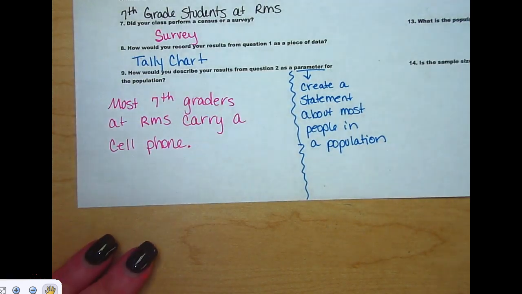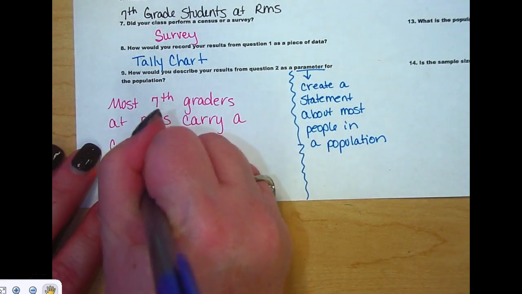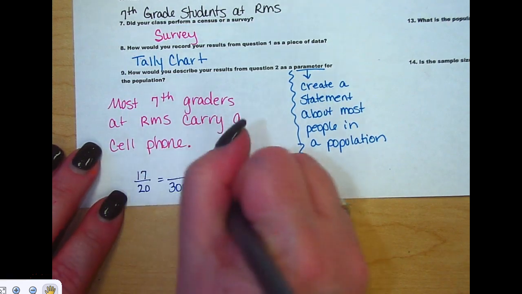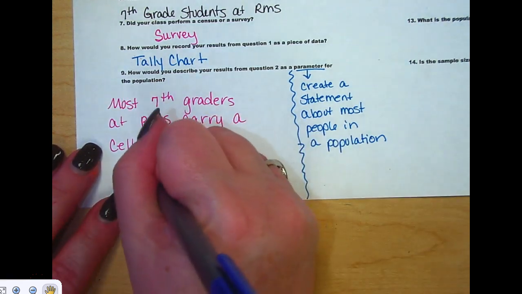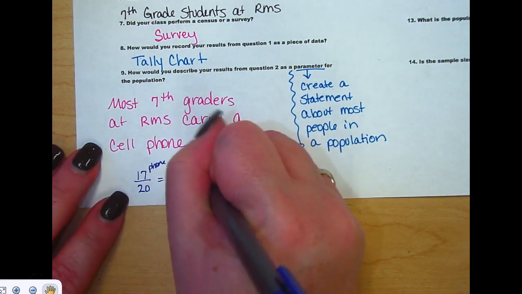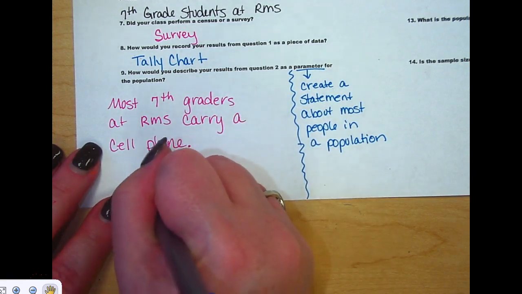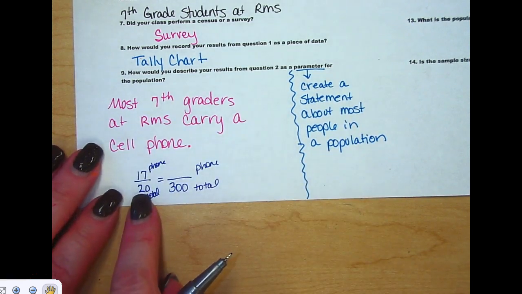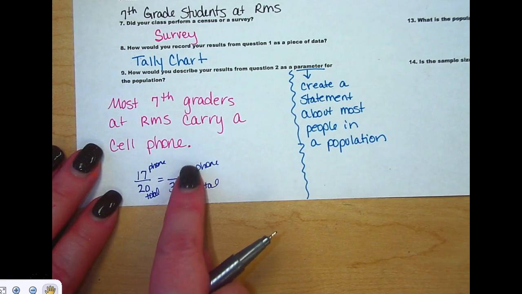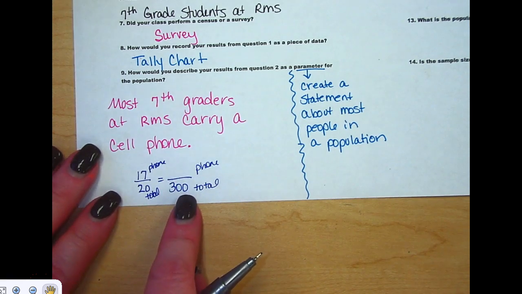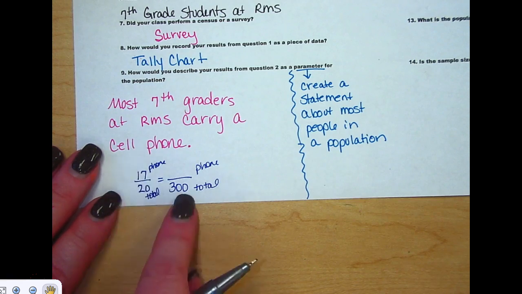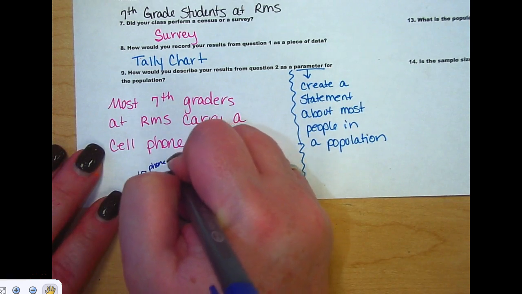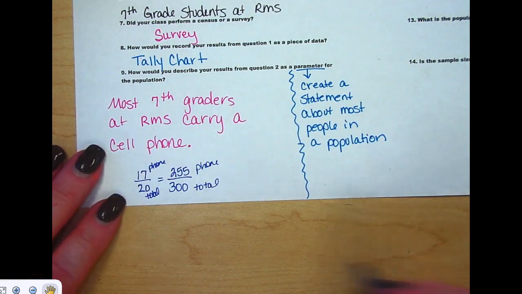I would say 17 out of 20 equals how many out of 300? So phone. This was a total, and this was the total. So if this was the sample, 17 out of 20, then how many out of the population? Okay, so we cross-multiplied by 17 and then divided by 20, and we got what? 255. That could be our prediction, right?